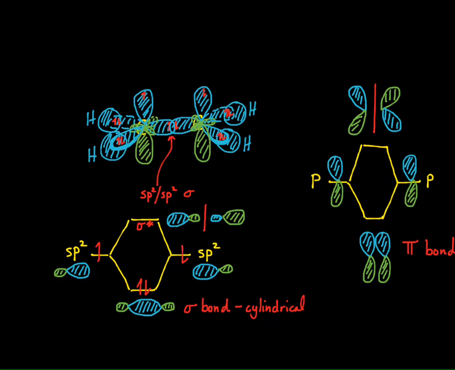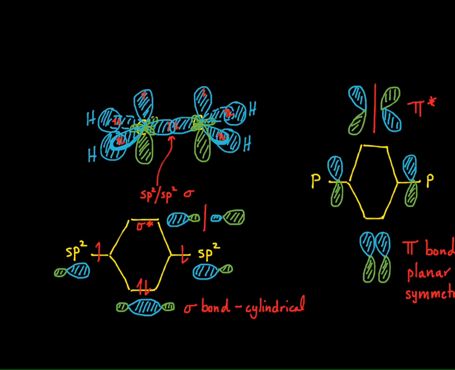So we now have a pi bond, and the pi bond is different than the sigma bond because if you try to rotate about the x-axis in that pi bond, you actually would break that bond. And so we say that it has planar symmetry. Planar symmetry. And then, of course, we have our pi star antibonding orbital.